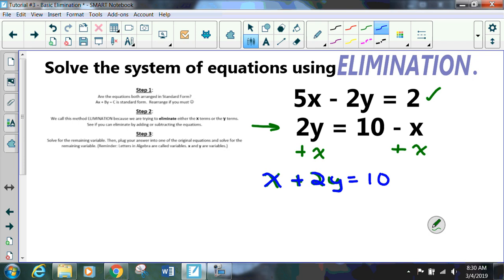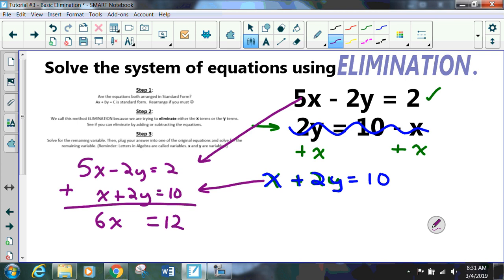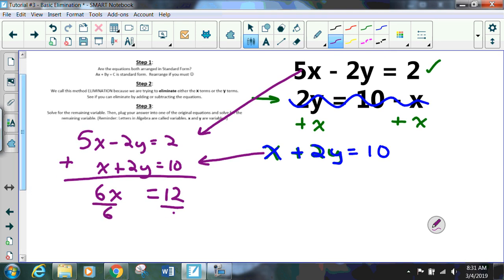So now I'm going to ignore this. Let me change colors. I'm going to bring down my original equation, 5x minus 2y equals 2. I'm going to put underneath it my equation that wasn't in standard form, but now it is. And now it's pretty clear. All I'm going to do is add, right? Because if I add, negative 2y and positive 2y are going to cancel out. So I'm going to go ahead and add. 5x plus x is 6x. Negative 2y plus 2y, those cancel out. 2 plus 10 is 12. If I divide both sides by 6, I get that x is 2.